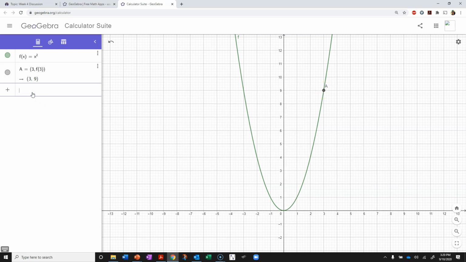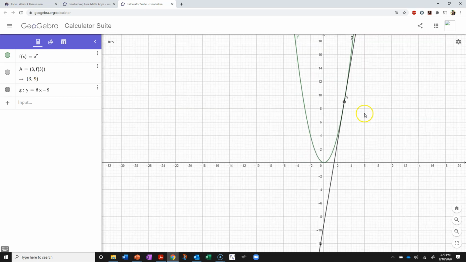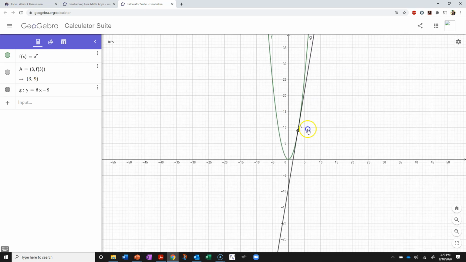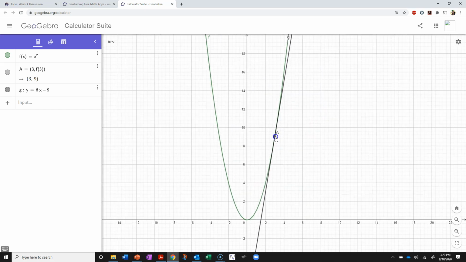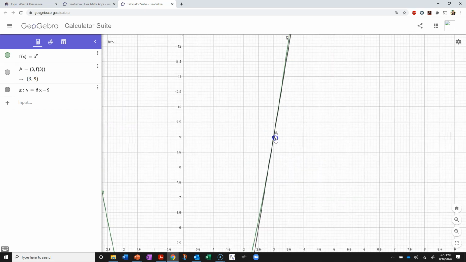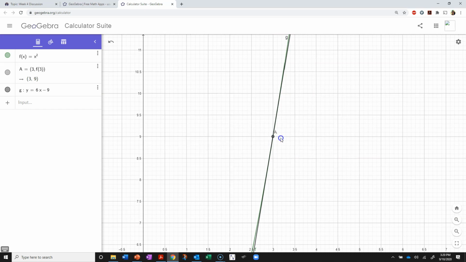The equation that we found was y equals 6x minus 9. And we can see that we nailed it. Our tangent line does in fact pass through that point. It's perfectly tangent to the curve. No matter how much we zoom in, we can see it only shares the exact point A on our function.